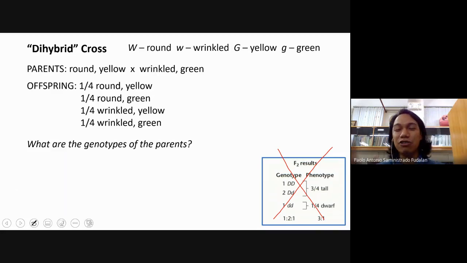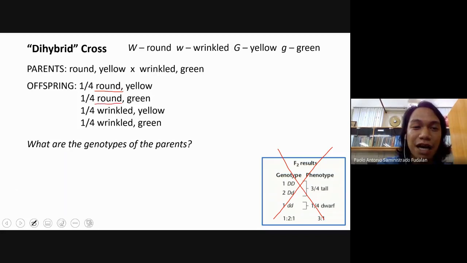Okay, so this time around we have something new. But in order for us to solve this, I still go with the same strategy. I look at the characters one at a time. So first, let's look at the shapes of the seeds. Let's look at the round, round, round, and then you have wrinkled, and then wrinkled. If you don't consider the color, just the shape, you would notice how many are round.